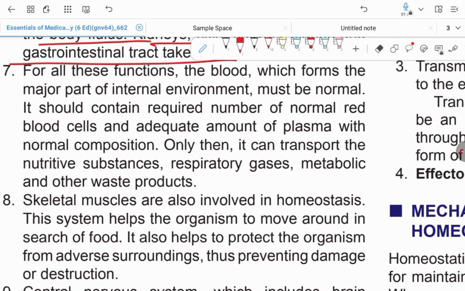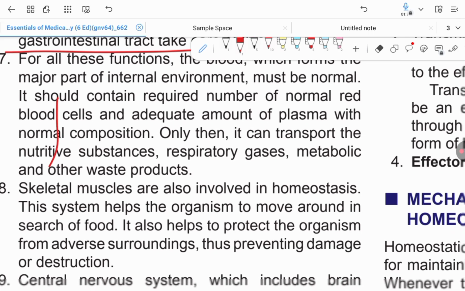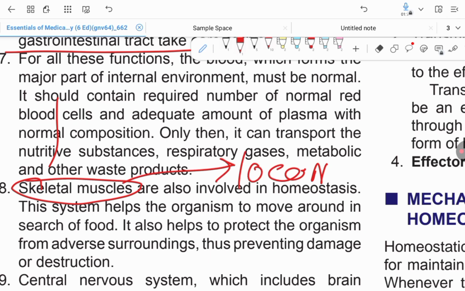Skeletal muscles are involved in homeostasis. These systems help the organism to move around in search of food. So skeletal muscles are the voluntary muscles in our body. Okay, they are responsible for locomotion. Locomotion means to change the location. The process of change of location of an organism is called locomotion.